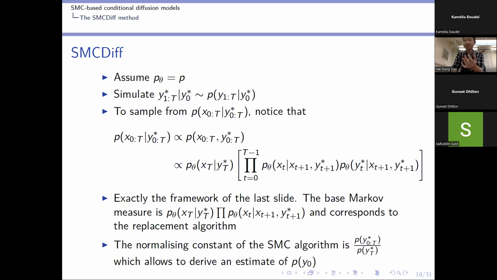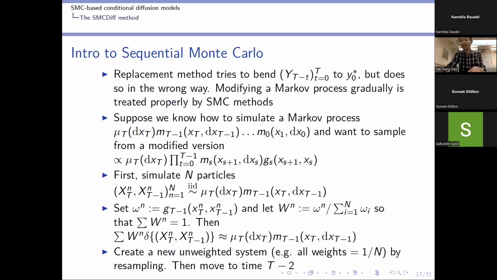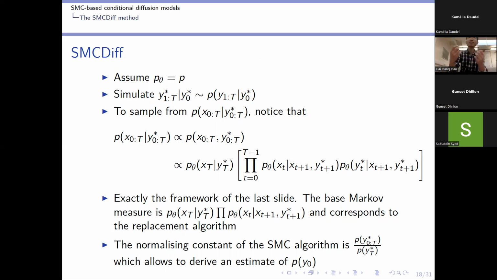One funny thing here is that the base Markov measure is exactly what you do in the replacement algorithm. Another interesting thing is the normalizing constant. I didn't talk about it here, but in sequential Monte Carlo there is a quantity that you can estimate, called the normalizing constant. The normalizing constant of this SMC algorithm is p(y_{0:T}^star) divided by p(y_T^star). p(y_T^star) you can calculate easily because it's at the end, so it's more or less a normal distribution. And p(y_{0:T}^star) you can decompose starting from p(y0) and then adding in the Markov stuff. This allows you to derive an estimate of p(y0), the density of the model, so the density of the data at time 0. I don't know whether this estimation is very precise or not. We have to try it.